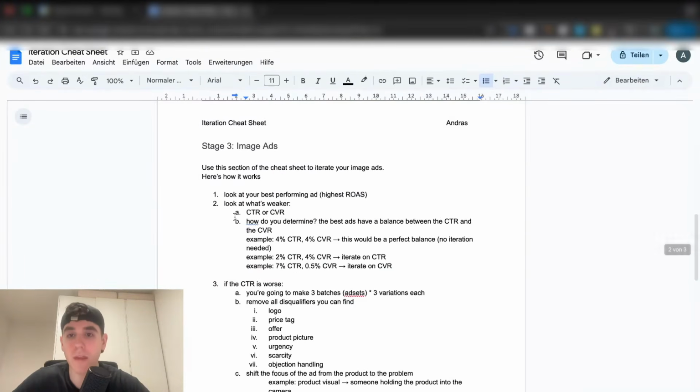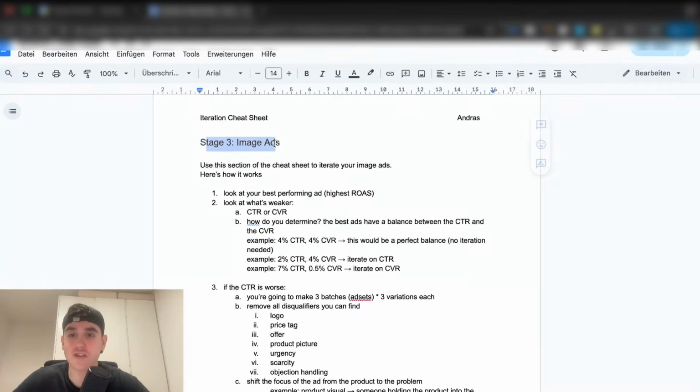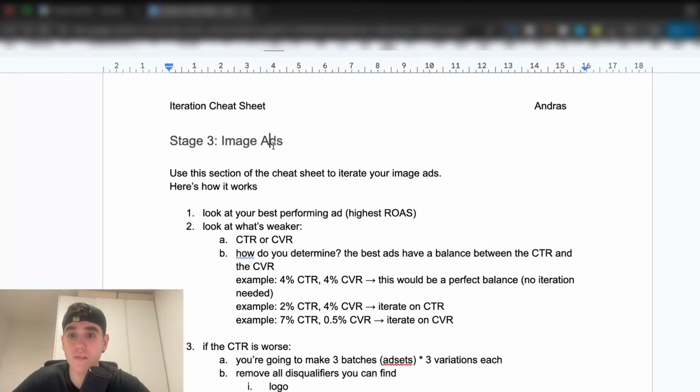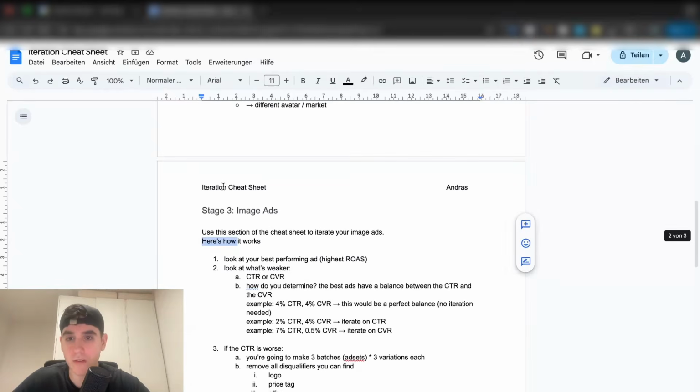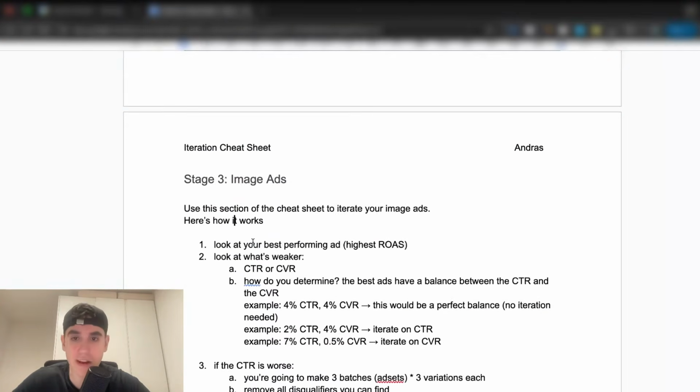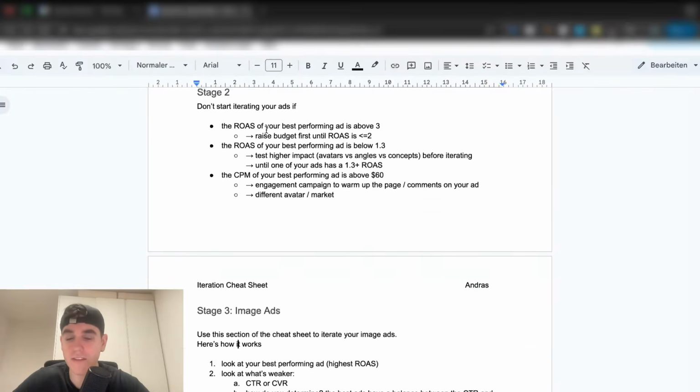Okay, super powerful. Now, stage 3 is when we actually do start iterating the image ads. So stage 3, this is going to be the stuff that I'm going to walk you through in this video, which is use this section of the cheat sheet to iterate your image ads. Here's how it works. So this is a step-by-step process I'm going to walk you through. Essentially, this is where we actually get into the iterations, but we have all these things prior ticked off.